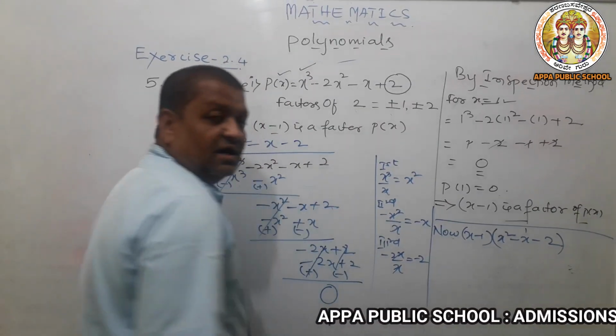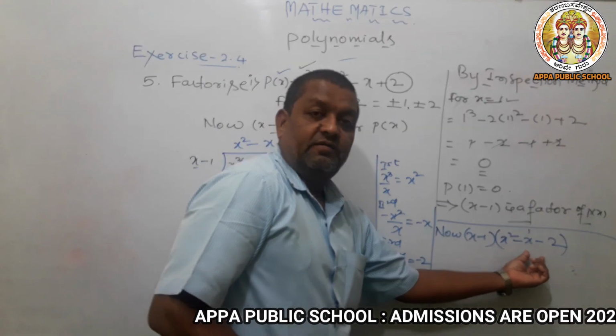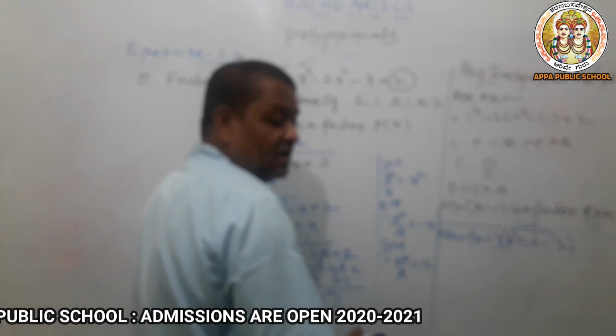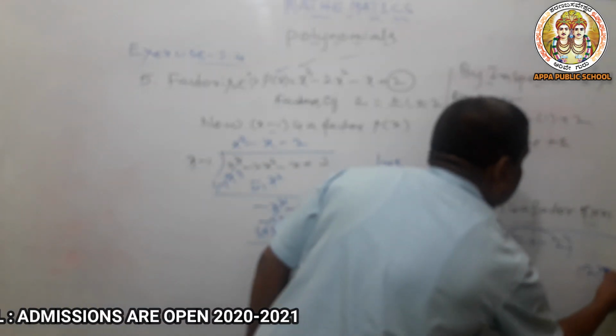So already it is in linear. We need to split this. How are we splitting? Once again, the same procedure. Take the product of first and last. What is that product? Minus 2x square.